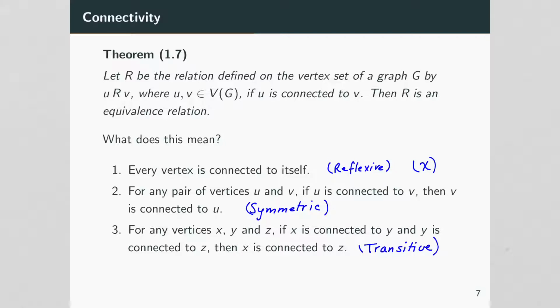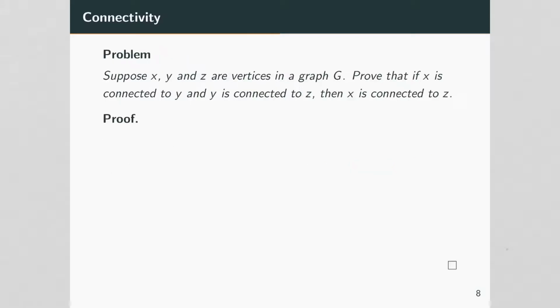If you're unfamiliar with the equivalence relation definition, you can just replace Theorem 1.7 with these three statements, and it's saying the exact same thing. If we were trying to prove each of these three statements, for number 1, we don't really need to prove anything. That's a trivial walk from a vertex to itself. Number 2, just reverse the direction of your walk, and you've proven number 2. And number 3, well, let's have a look at proving number 3.